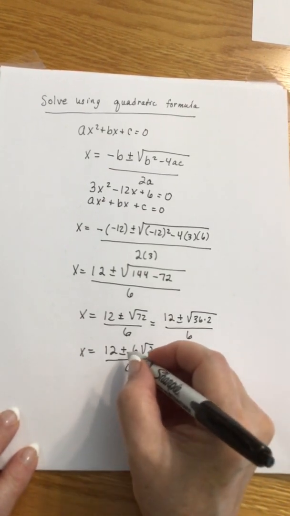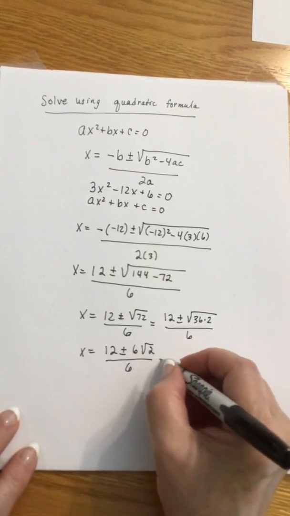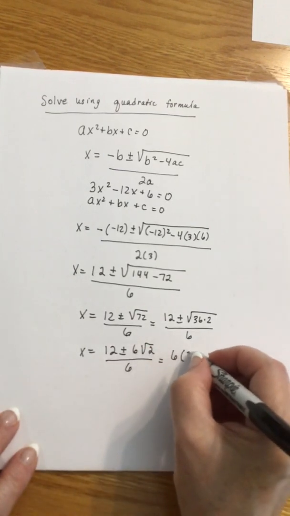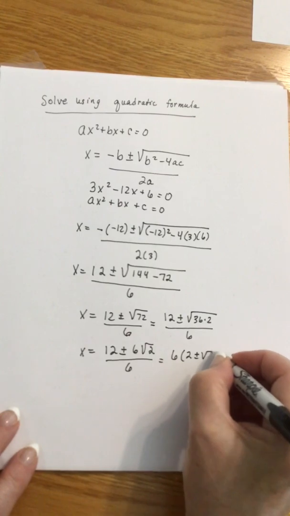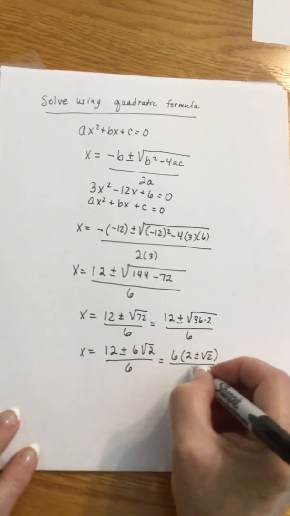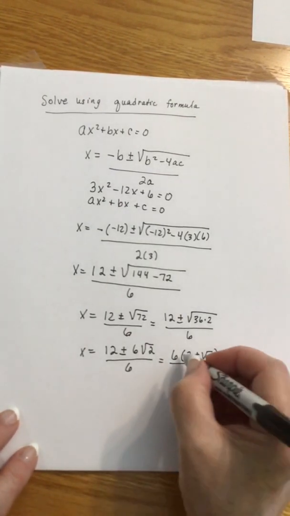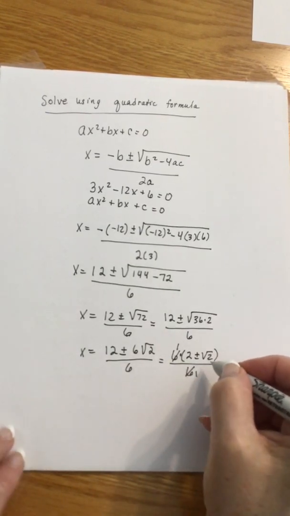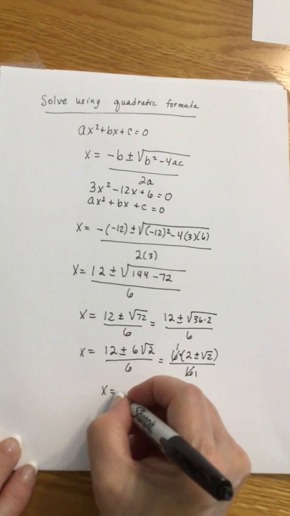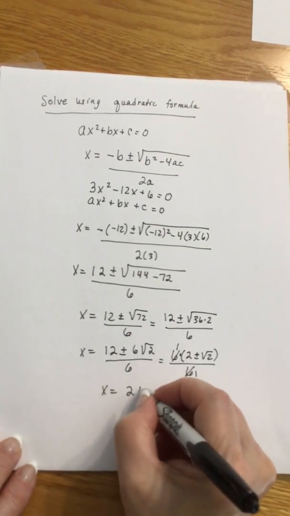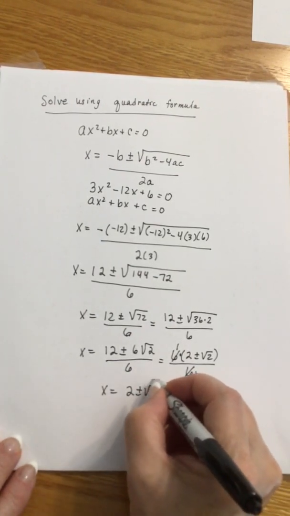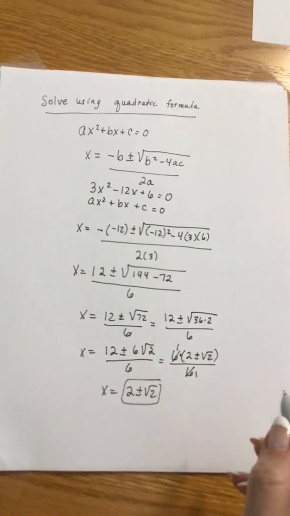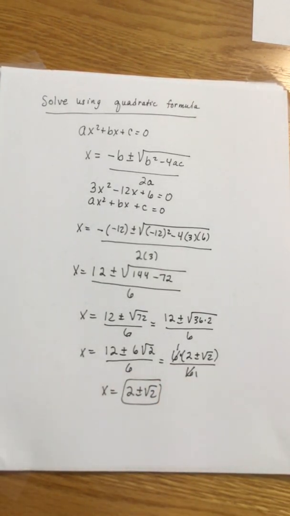But now you can see that the 6 can come out of both of these. So we're going to factor a 6 out, which would give me 6 coming out of 12 would give me 2, plus and minus square root of 2 over 6. But since that's multiplied, I can cancel that 6 with this 6, divide out to be 1. So I get x equals 2 plus and minus square root of 2, which is the same answer we got before. So give everybody a chance to catch up to that point.